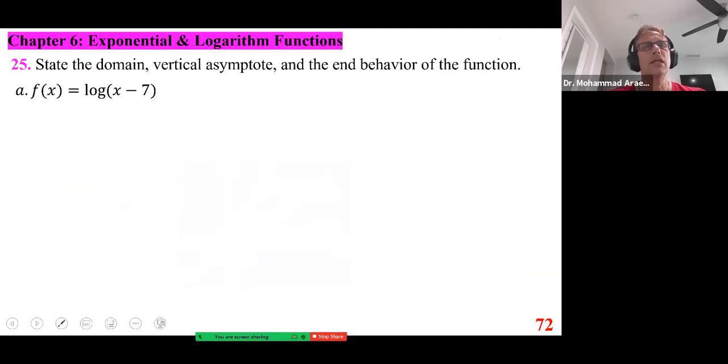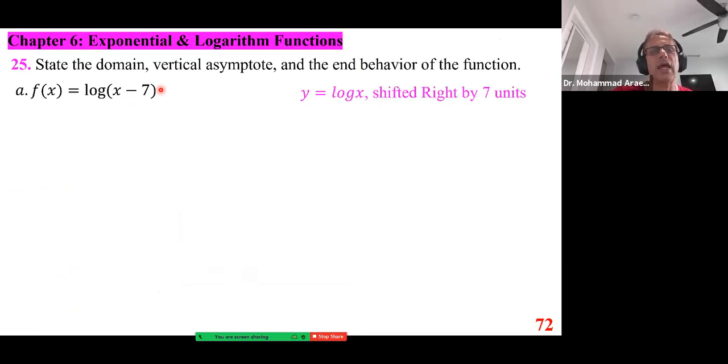So let's look at this simple example. We want to state the domain, vertical asymptote, and the end behavior. In general, the vertical asymptote, you set the statement equal to 0, you come up with the answer. But the idea is, notice what happens if you have this one. Perhaps a quick graph, doesn't have to be with details, will help you answer that. Therefore, we are looking at the same as log x that has been shifted to the right by 7 units.